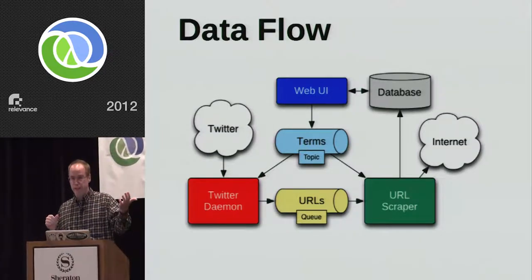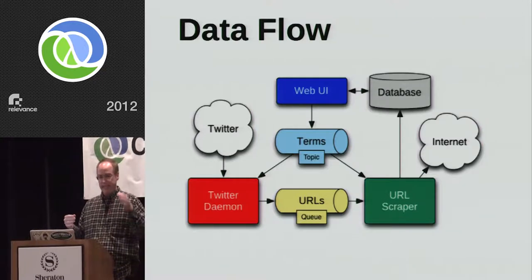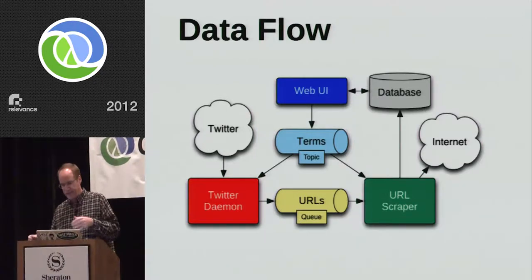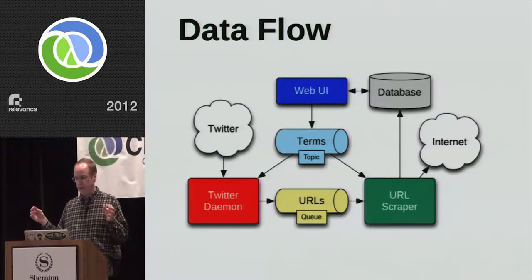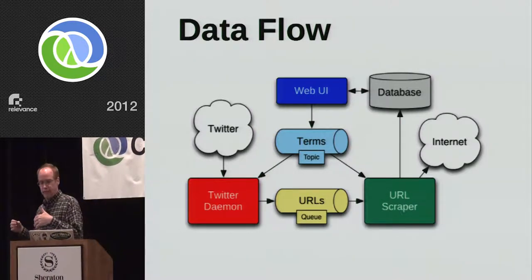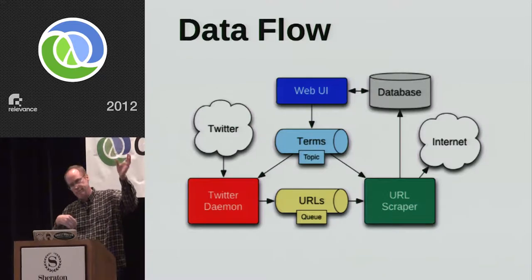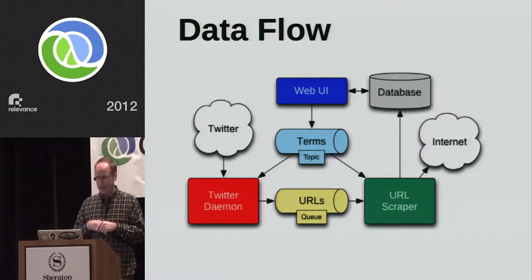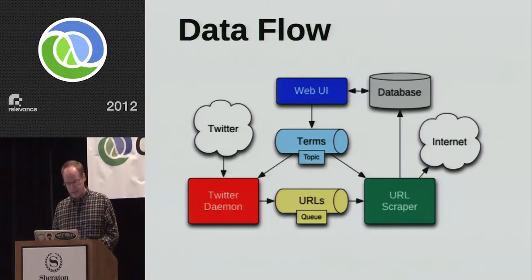The components will be the Twitter daemon. It's a producer of our queue. He's connected to Twitter, gets the URLs, puts them there. And this scraper guy will consume those URLs off that queue, fetch the content from the internet, count up the terms, write the results back to the database for the web UI to display.